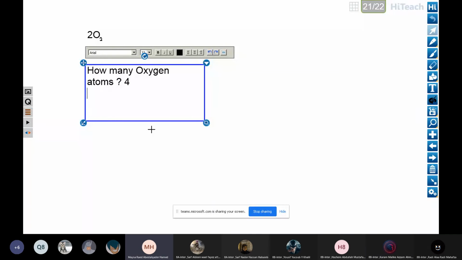How many molecules of oxygen? Yes, Radi, how many molecules do you have here of oxygen? You have 2O2, so how many molecules are they?